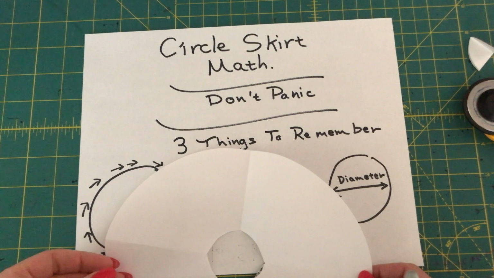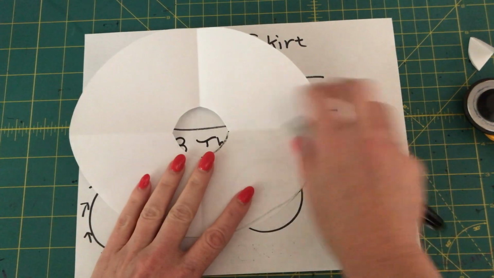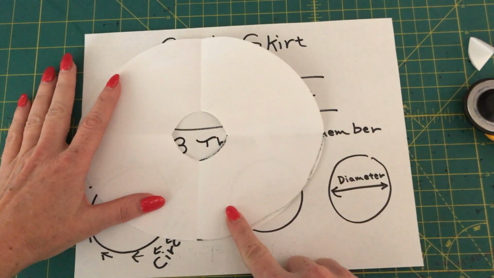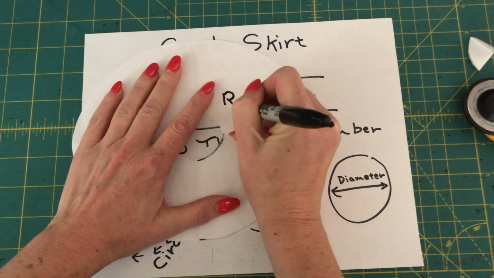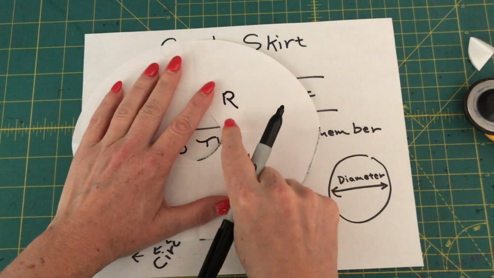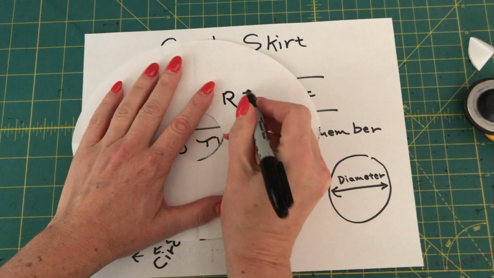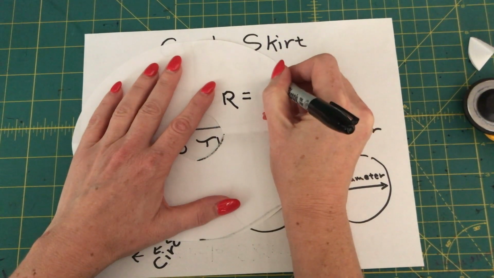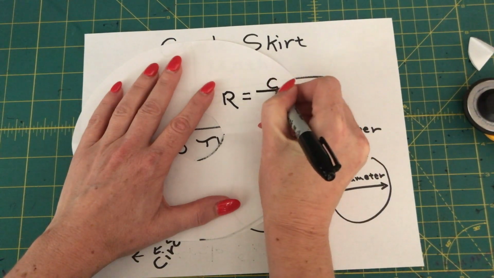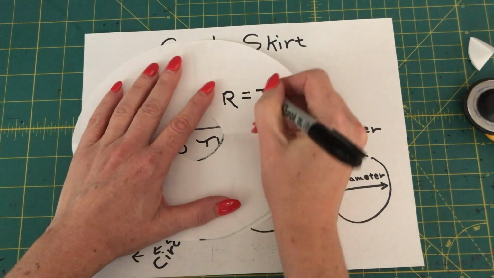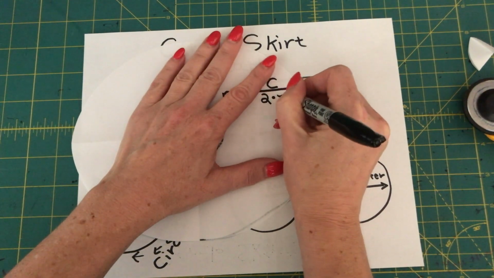Okay everyone, let's do some math. Now remember, don't panic. So far you're good. You can do this. Radius, R. This is the number that you need. Equals circumference. This is your circumference. Divided by 2 times pi.